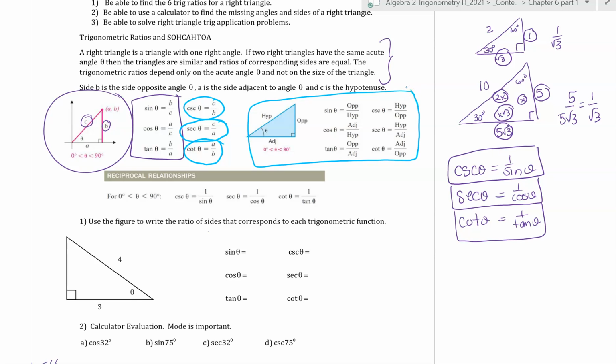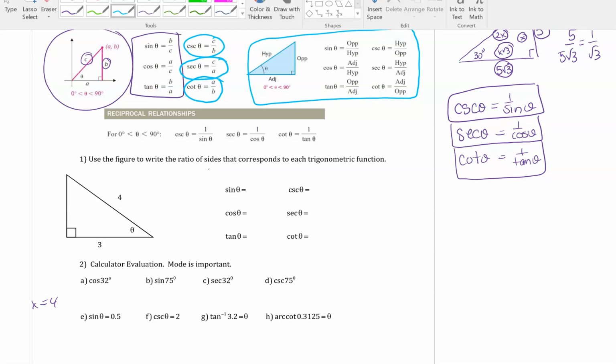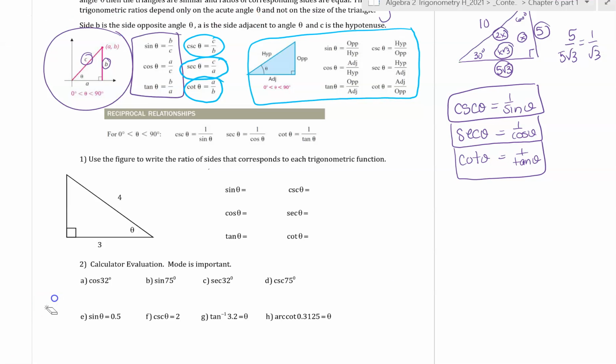So why don't we go ahead and do the first problem. The first thing you might have done when you looked at this problem is think, oh, there's a right triangle, and think of the triples. So we have a 3, 4, 5. These are some of the famous ones: a 5, 12, 13, a 7, 24, 25, and an 8, 15, 17. These are the Pythagorean triples.